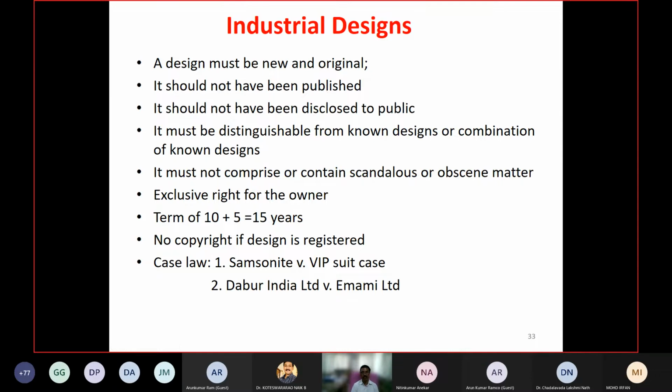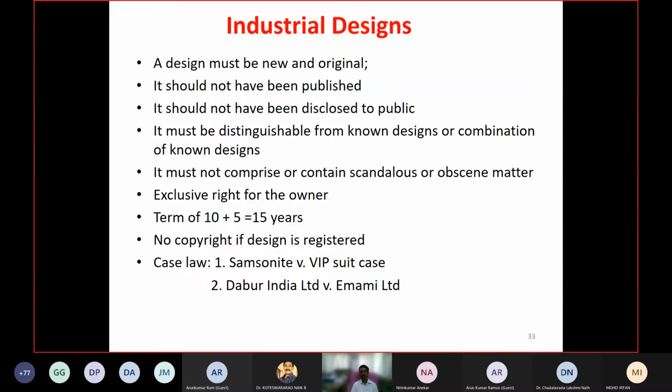If that is not registered, it means you forgot to register your design under the Designs Act. Okay, you lost the term protection of 15 years. You can go and register it as an artistic work under the Copyright Act. Then what is the duration you get for artistic work? Life of the author who made the design plus 60 years. Meaning after his death he will get 60 years more.